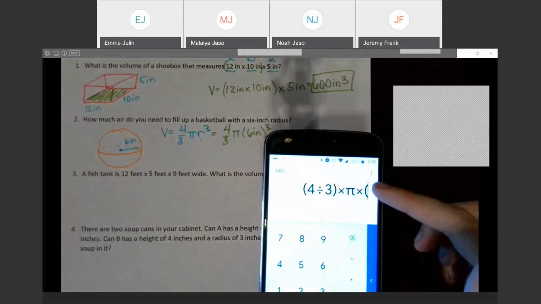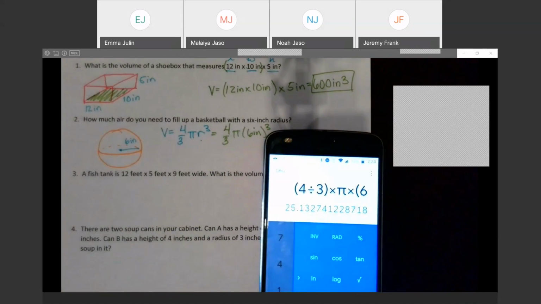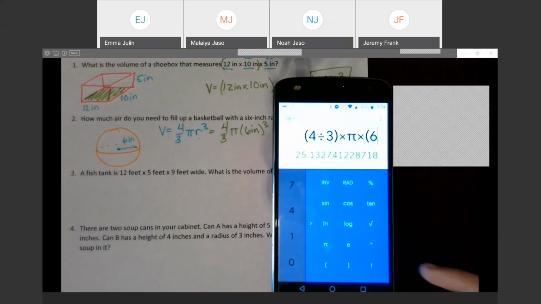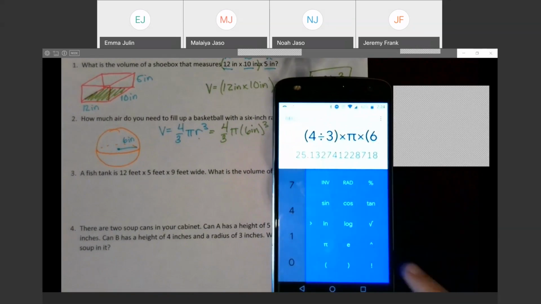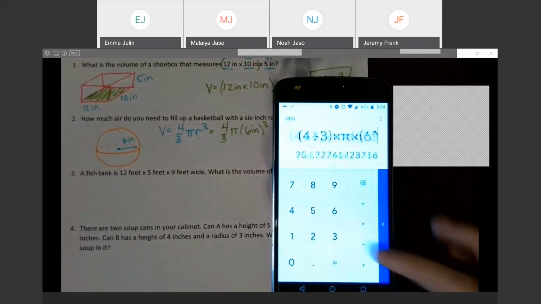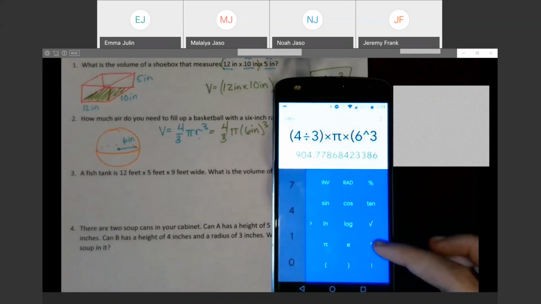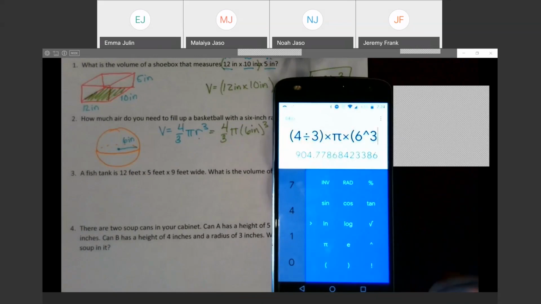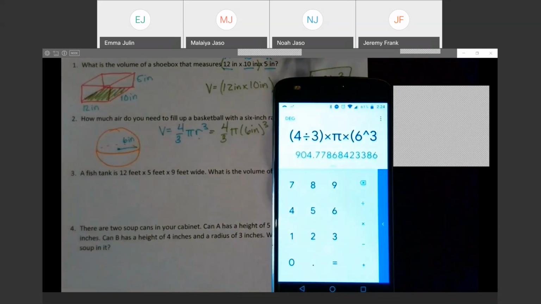So do your parentheses, type in 6, and then for Android, you do have something that looks like a caret on the bottom. So this one right here, with the little arrow going up. You would click on this to raise it to 2 or to 3. For iPhone, I think you guys have something where it's the variable x, and then you're going to have a variable for your exponent. Click on that, and you should be able to get a choice of what you want to raise your number to.